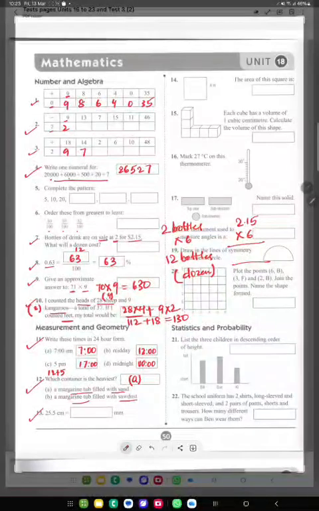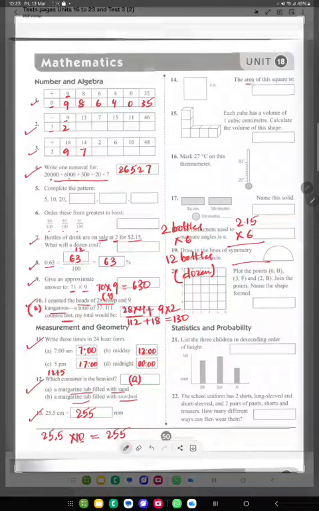Then in question 13, 25.5 converting to mm. So centimeter to mm is simply times 10. 25.5 times 10, we just move the point one place forward because we are just multiplying by 10, which is 1 0 there. 255. So 255 mm.